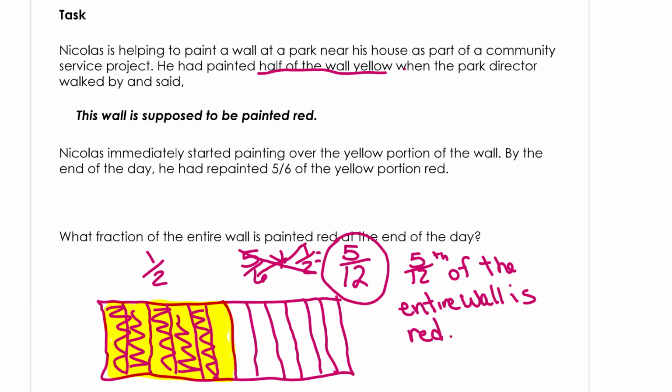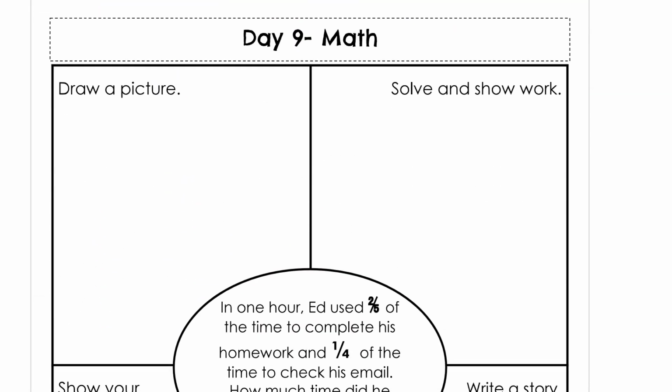Okay. So, yes, it is 5/12 because we have 12 sections, don't we? And only 5 of them. Thank you, Mr. Schmidt, for getting me back on track. And you ready to go down? I am. Well, let's go.